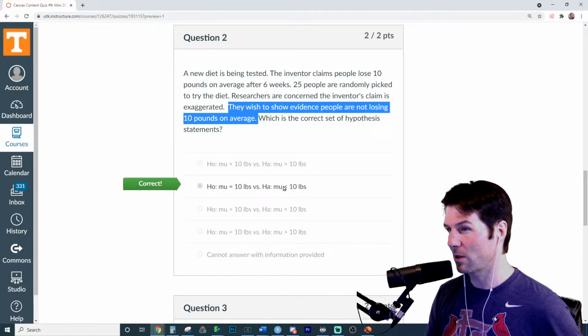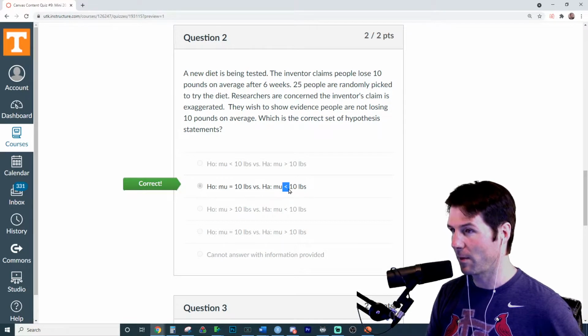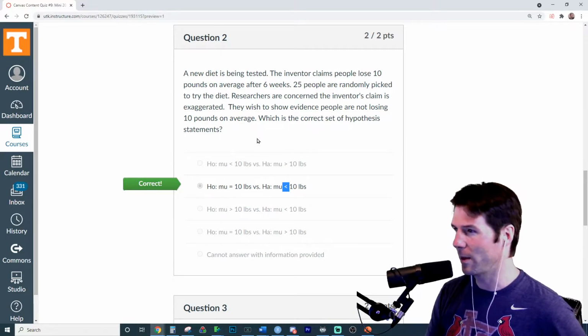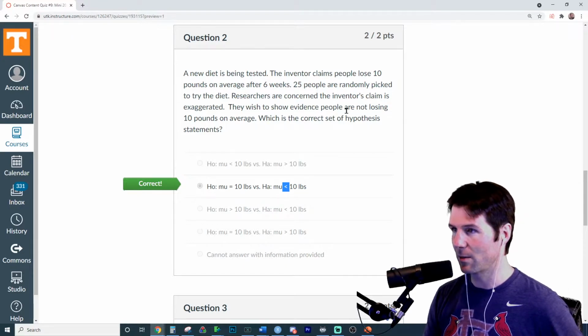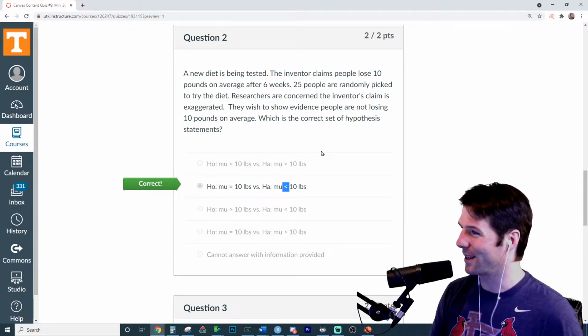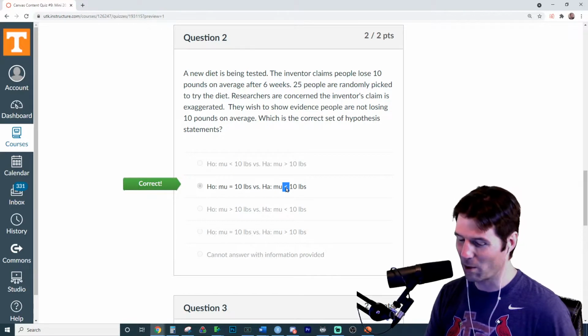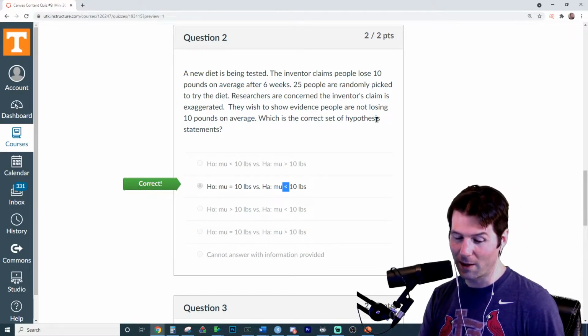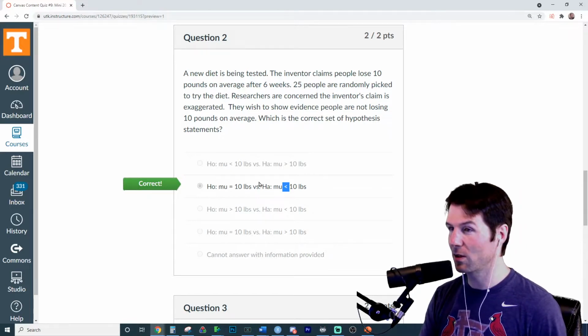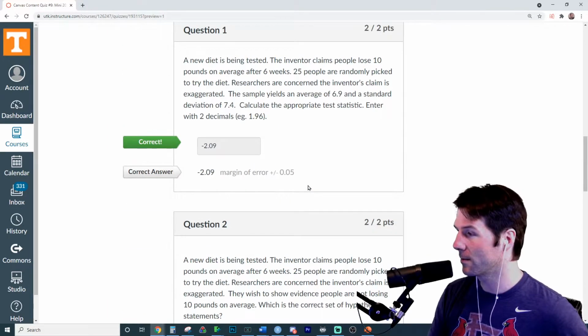Does that make sense why I chose the less than right here? I'm glad there wasn't the does not equal, because then you can either lose 10 pounds or not lose 10 pounds. But they are losing less than 10 pounds. I just didn't want to put less than because that makes it too obvious. Then you just choose less than automatically. They want to show evidence people are not losing the 10 pounds. So this would be the alternative they're looking for. And that's the one I got wrong yesterday. So I changed the wording to make it a little more clear.